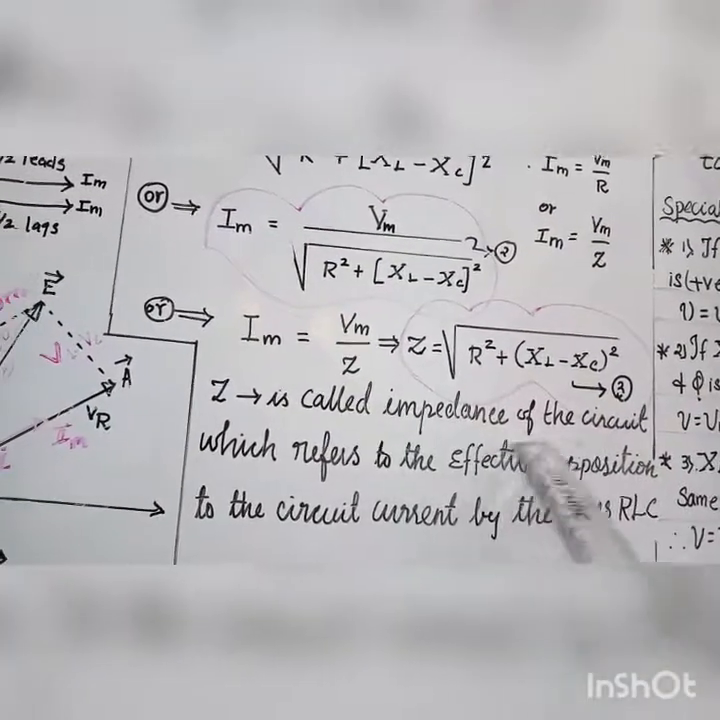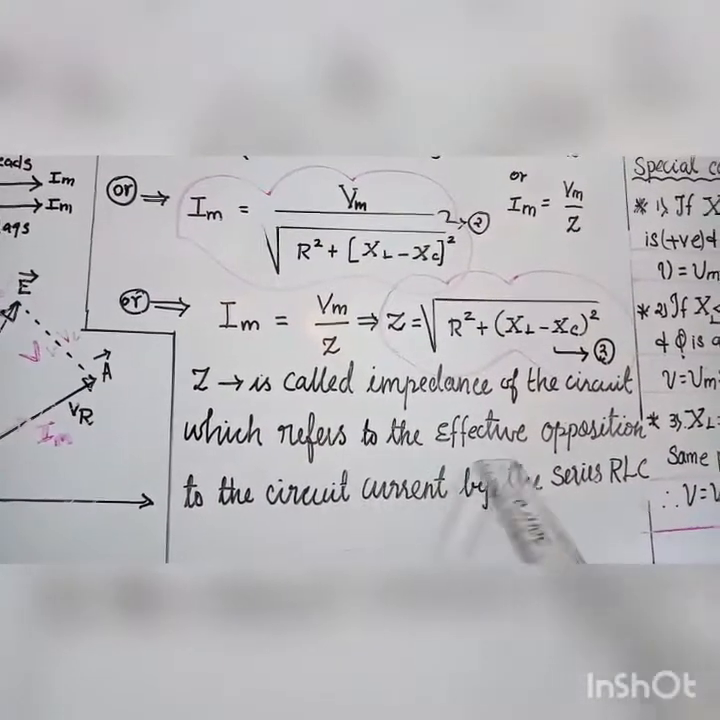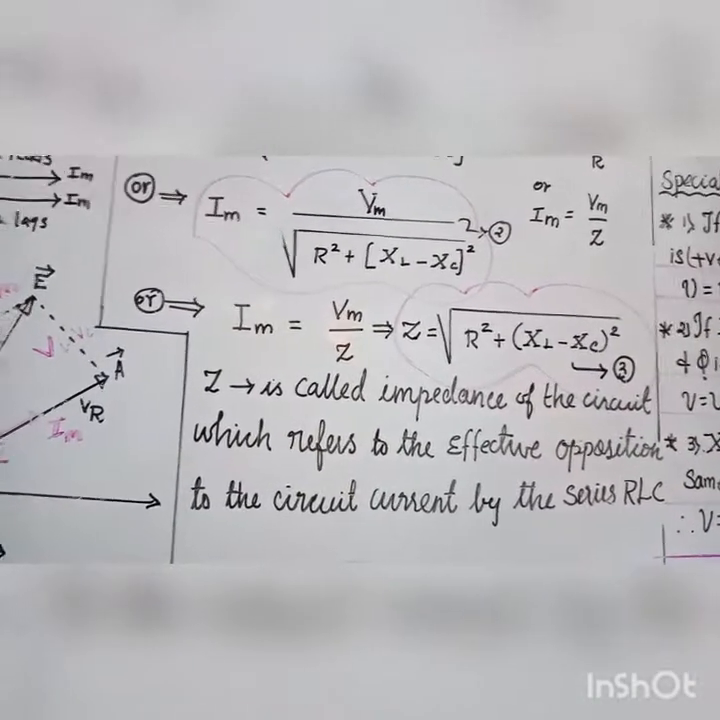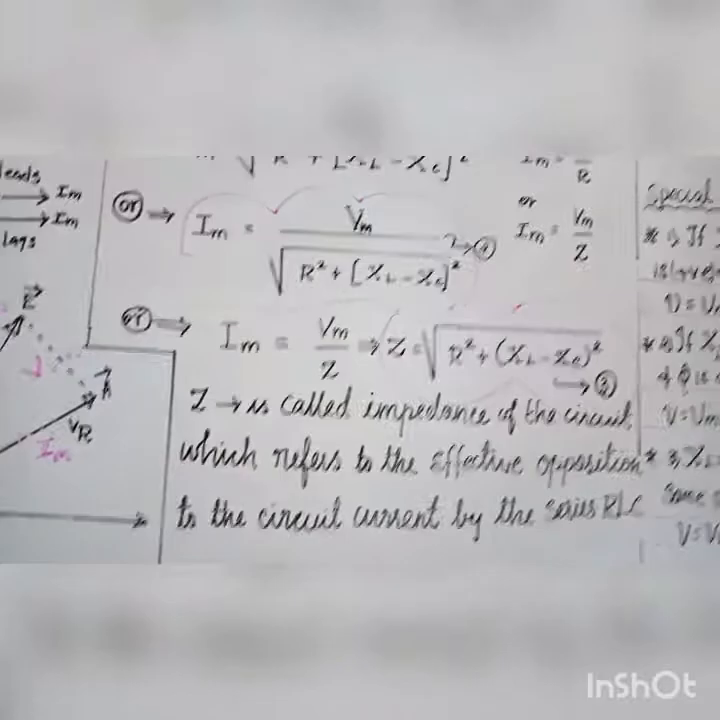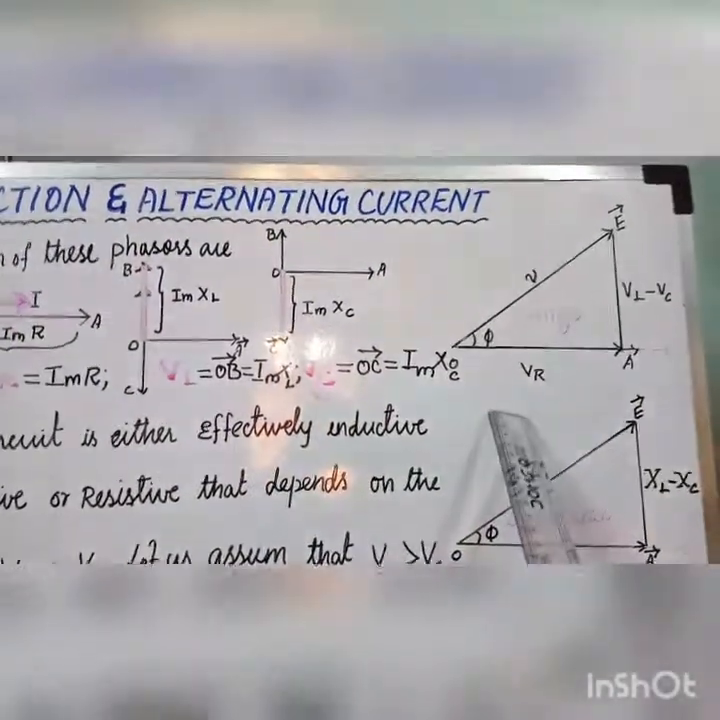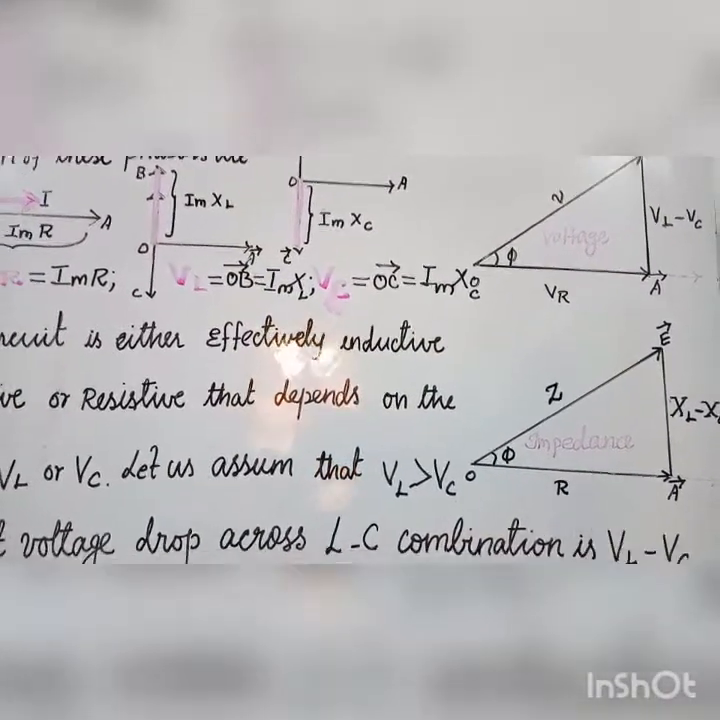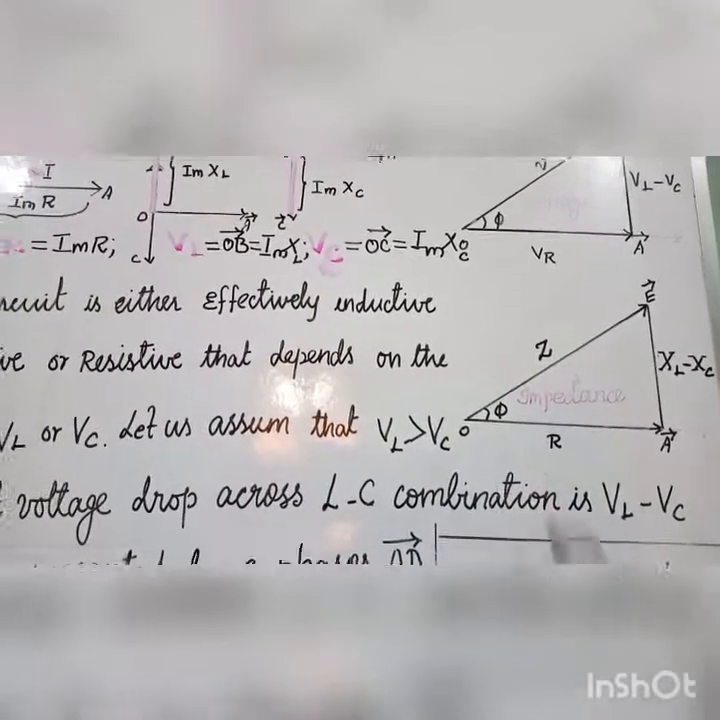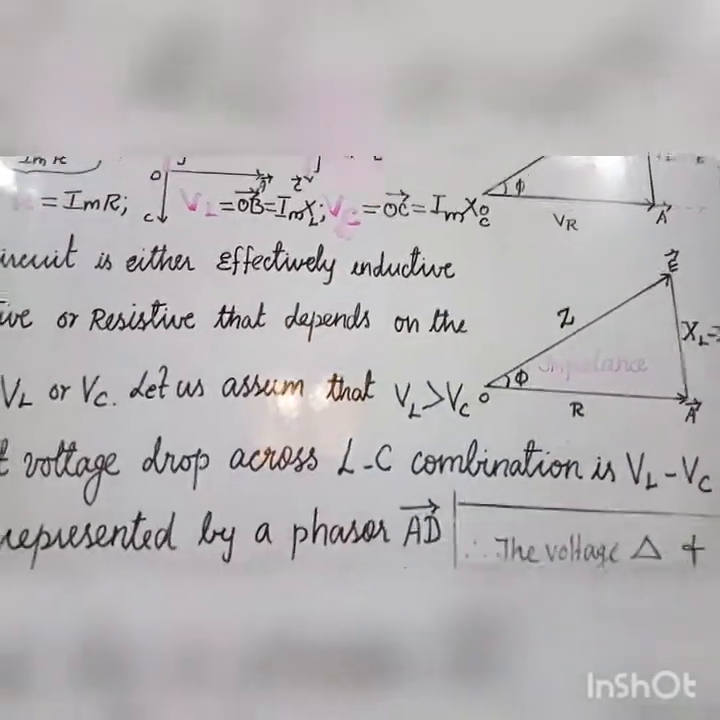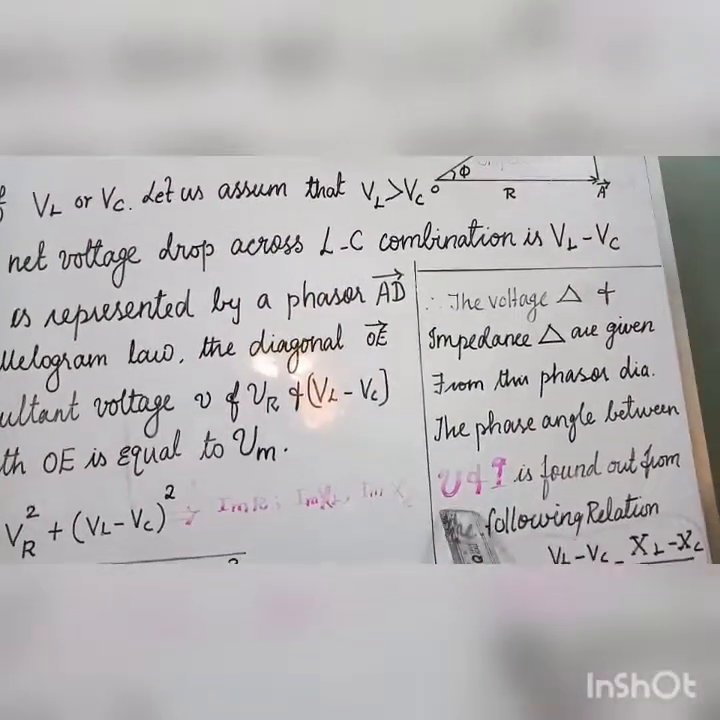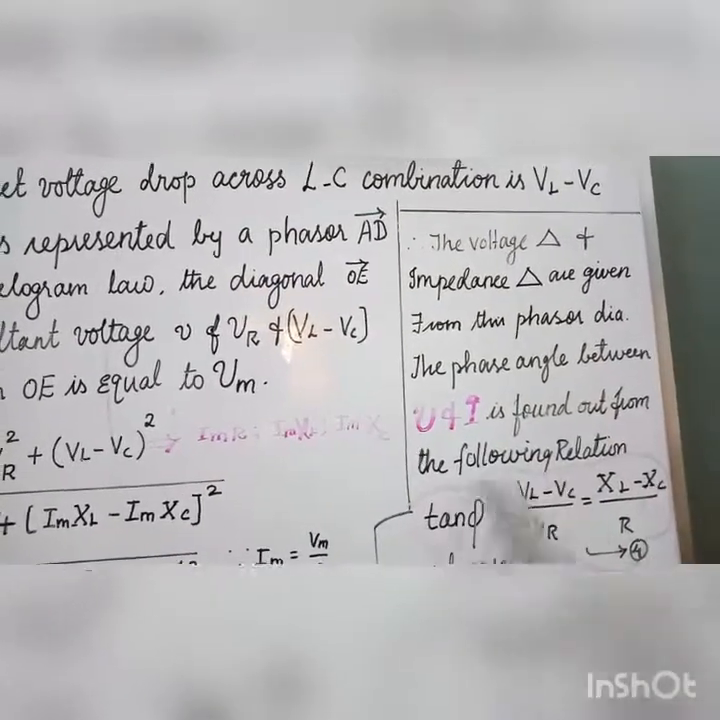Z is called the impedance of the circuit, which refers to the effective opposition to the circuit current in the series RLC circuit. Now the voltage triangle and the impedance triangle. Take the phasor diagram. Two diagrams you take. The first one is the phasor diagram of voltage. Another one is the impedance diagram. The voltage triangle and the impedance triangle are given from the phasor diagram.